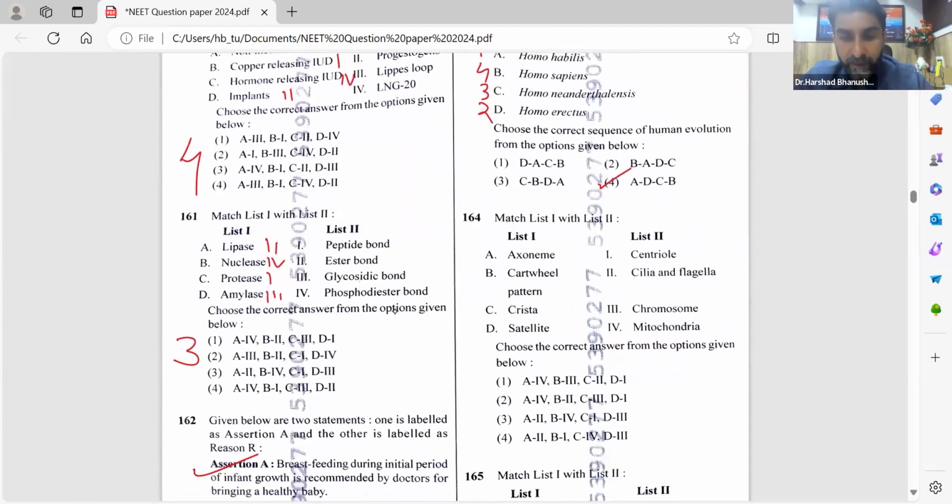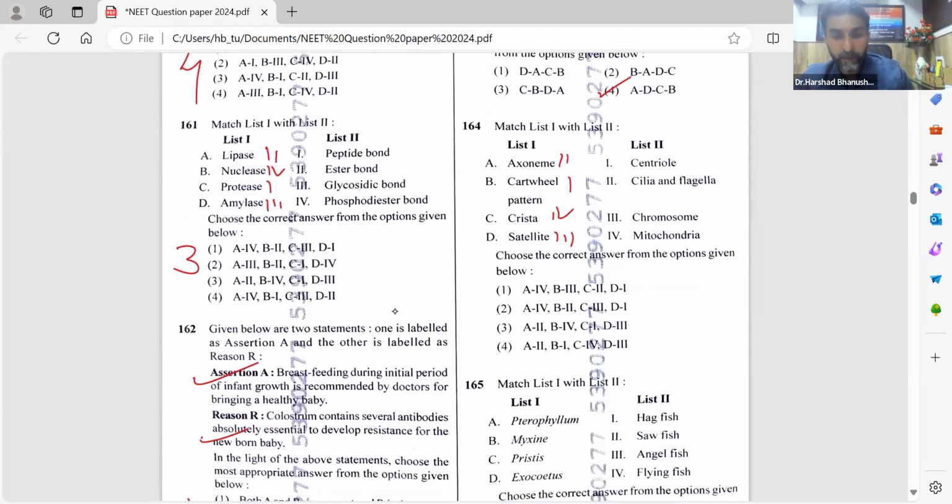Axoneme is found in cilia and flagella. So 2. Cartwheel is centriole, crista is found in mitochondria, and satellite is a part of chromosome. So 2143, and 2143 is option number 4.